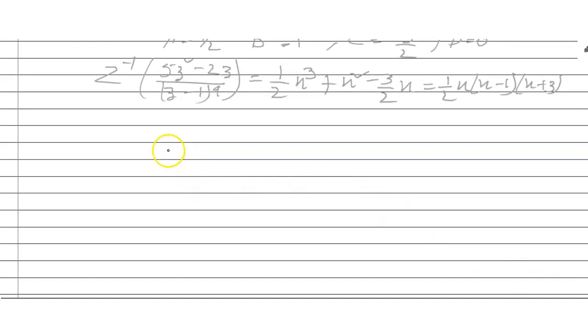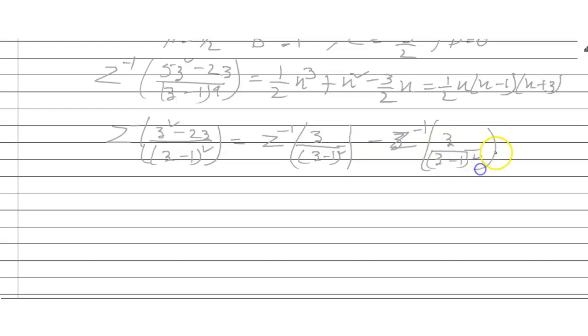Similarly, z inverse of (z square minus 2z) divided by (z minus 1) whole square equals z inverse of z divided by (z minus 1) whole square minus z inverse of z divided by z minus 1. This is not whole square, this is z minus 1. So the value is 1 minus n.